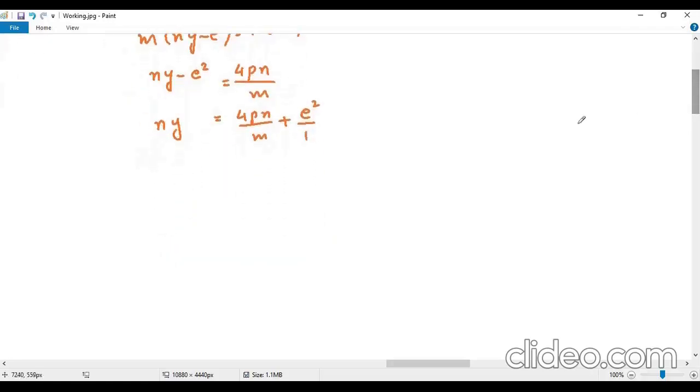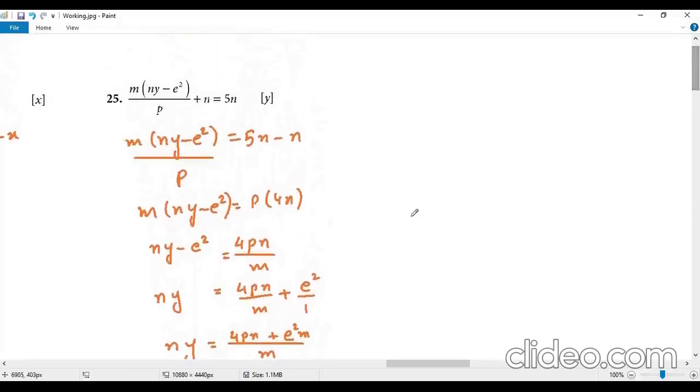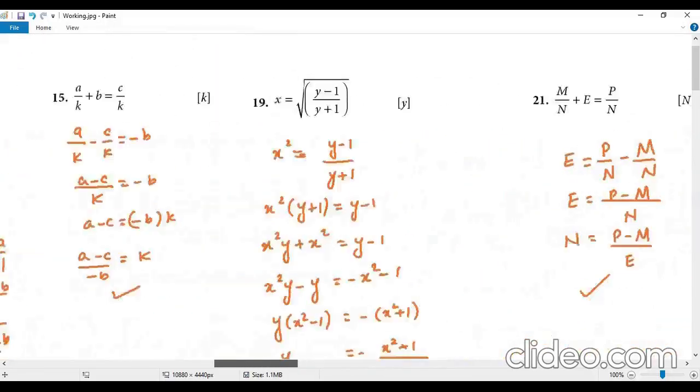Next is ny equals m is the LCM, and 4pn will be multiplied by 1, and e square will multiply by m. So e square m. Now y will be kept as it is, 4pn plus e square m over, and this is going to be the final answer. And that's how this exercise is complete.